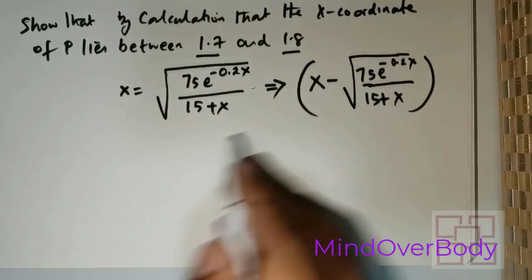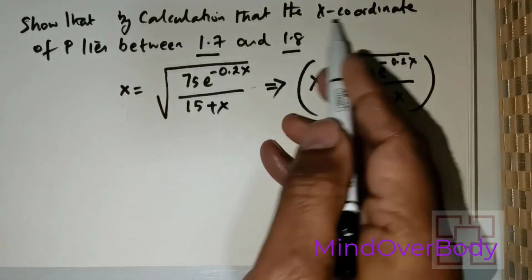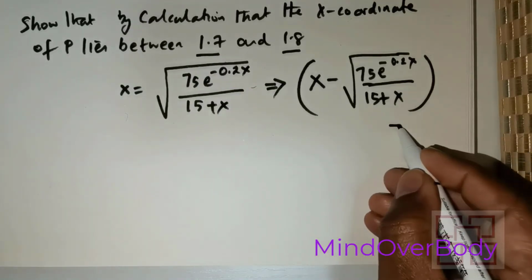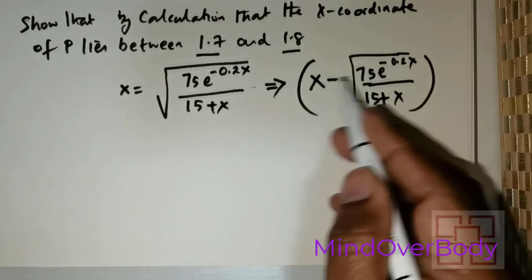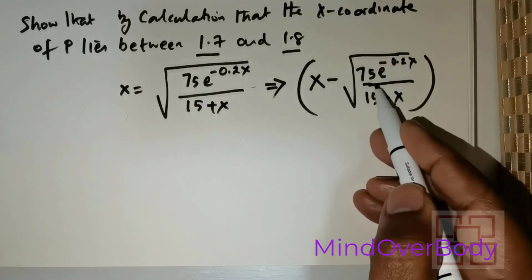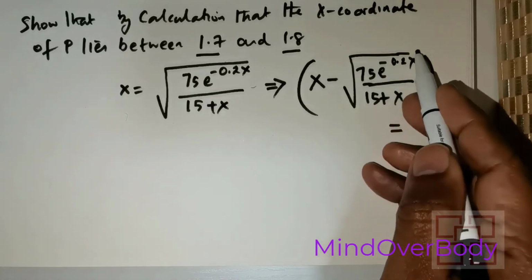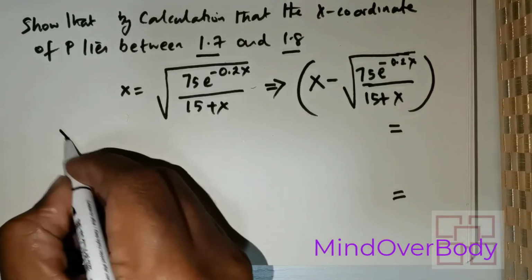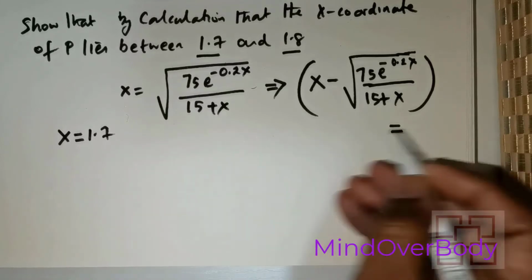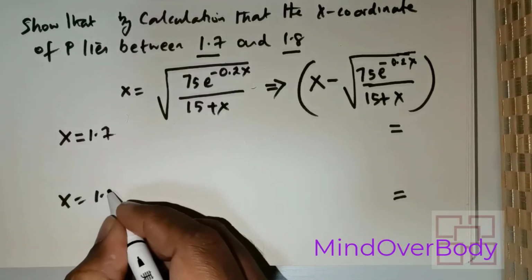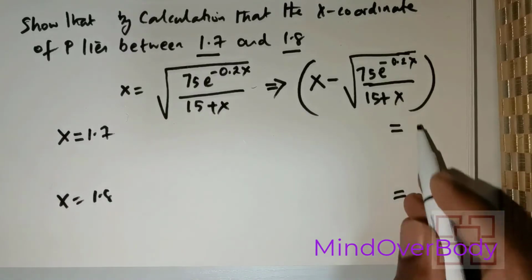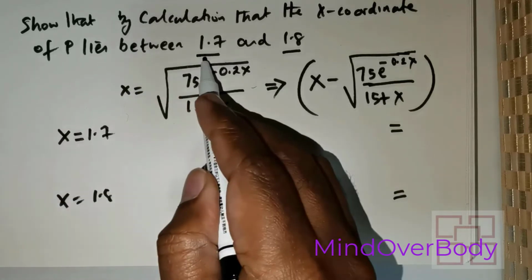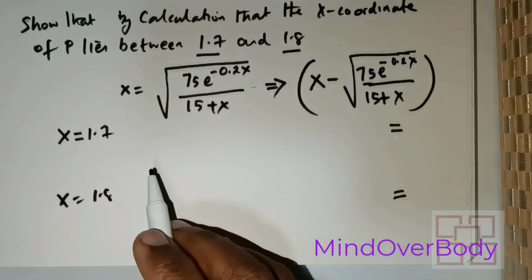Now why am I writing it like this? I have to show by calculation that the x coordinate of P lies between 1.7 and 1.8. Now the only way I can show that is by finding the value of this quantity, x minus root of 75 times e raised to the power negative 0.2 times x divided by 15 plus x. Now we will be getting two values. That means, in other words, for x equal to 1.7 we will have a value, and for x equal to 1.8 we will have another value. Now the signs of these two values will tell us if the x coordinate of P lies between 1.7 and 1.8.